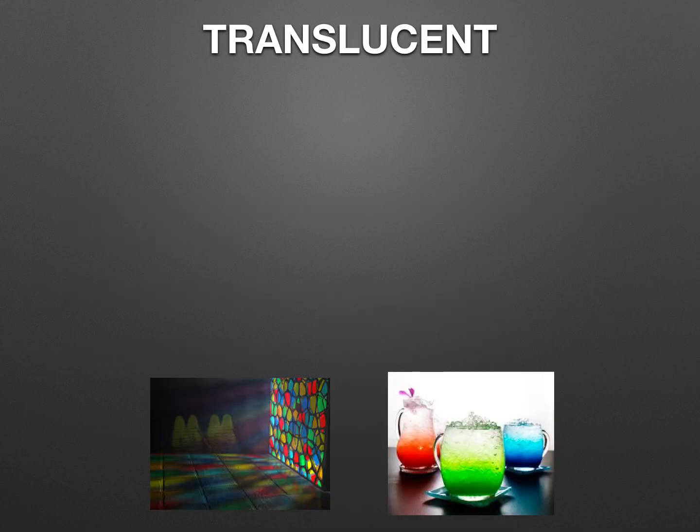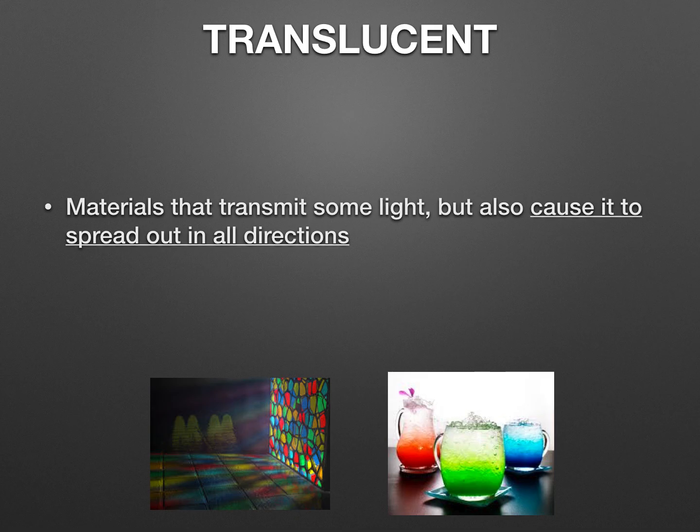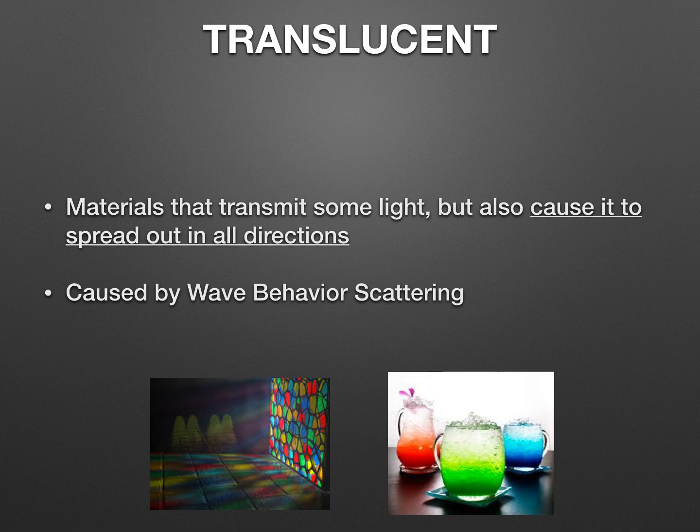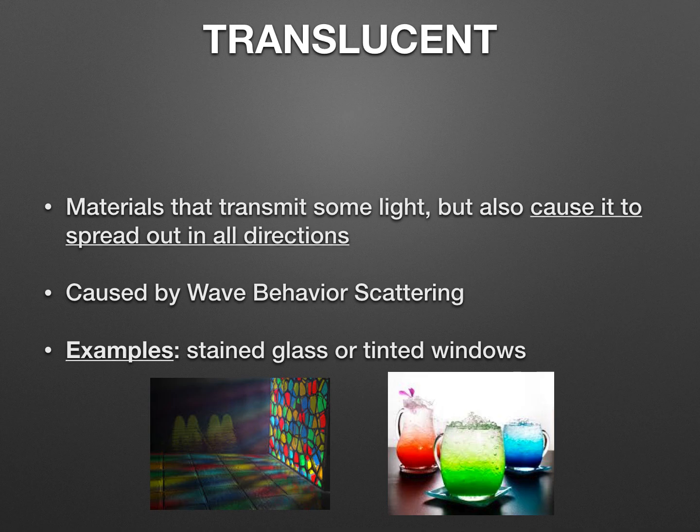The next is translucent. These are materials that transmit some light but also cause it to spread out in all directions. This is caused by the wave behavior of scattering. You can start to see how these wave behaviors build on each other. Examples of this would be a stained glass window, which is shown to your left, or tinted windows, like in your car or sunglasses. And these colored glass waters with green and red and blue also show something that's translucent, because some light's getting through, but it's getting scattered so you can't clearly see through it.